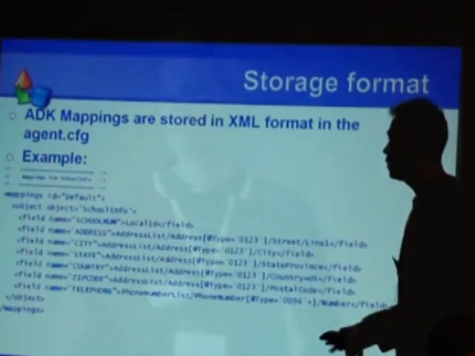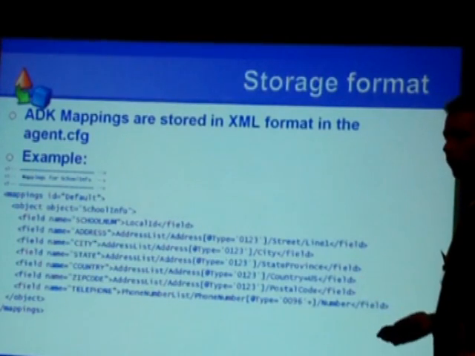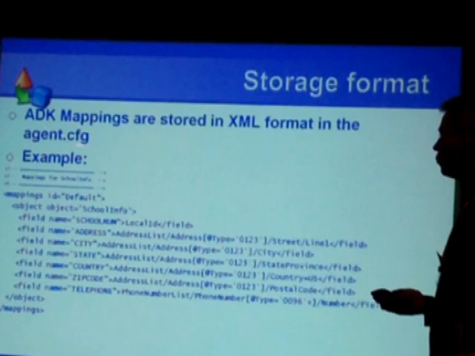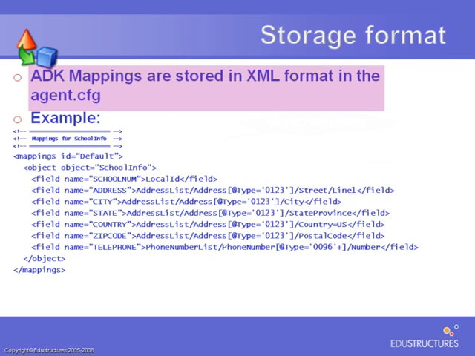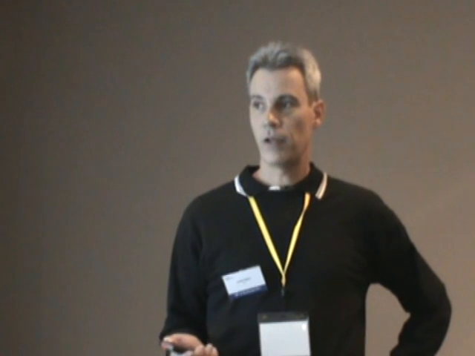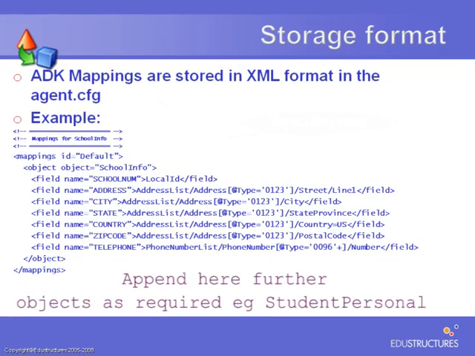In this case here, you see an example of a mapping. It's in the agent configuration file, the CFG, not the properties file for the guys who use Java. Here it says for which object you want to do some mapping. So if you've got a student personal, there will be such a record down here for the next object, and so on. You can have any numbers of them.